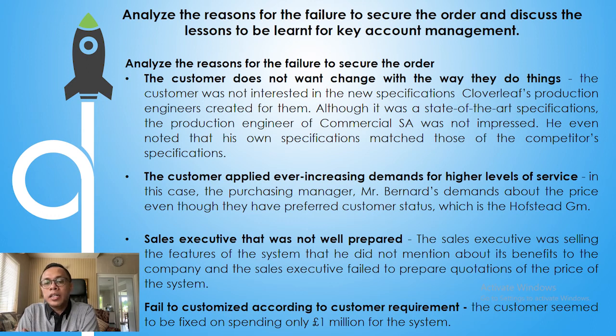The second one, the customers apply ever increasing demand for higher level of services. The third one, the sales exec was not that well prepared, well trained. They failed to provide certain requirements that are wanted by the customers, and also they failed to customize according to customer requirement. For example, the customer's budget is £1 million, but they failed to meet the demand.